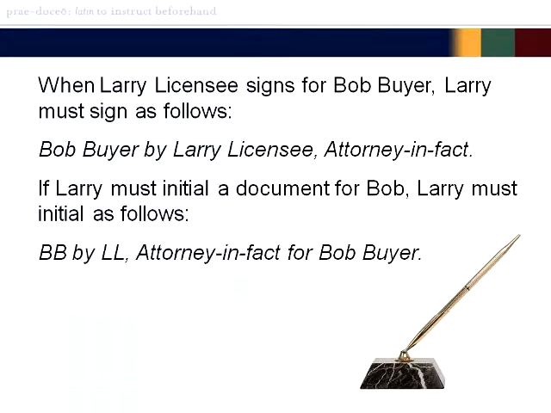When Larry Licensee signs for Bob Buyer, Larry must sign as follows: Bob Buyer by Larry Licensee, attorney-in-fact. If Larry must initial a contract for Bob, Larry must initial as follows: BB by LL, attorney-in-fact for Bob Buyer.